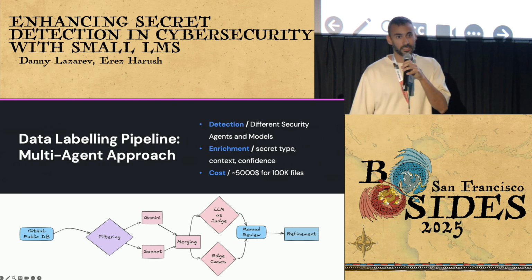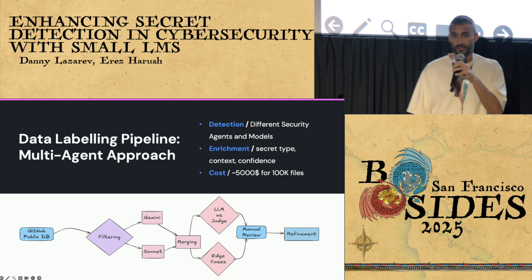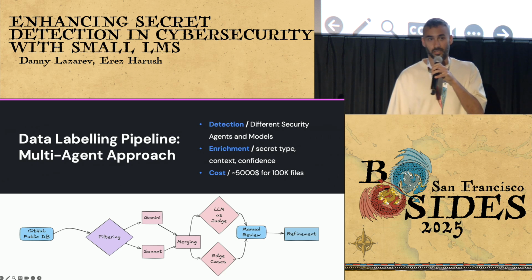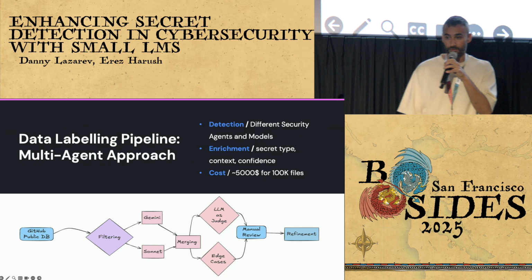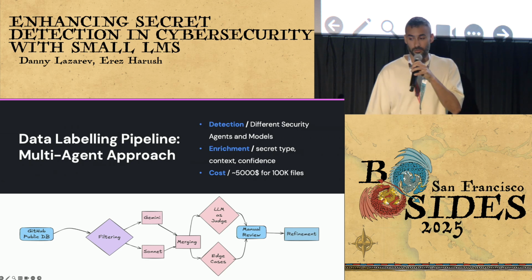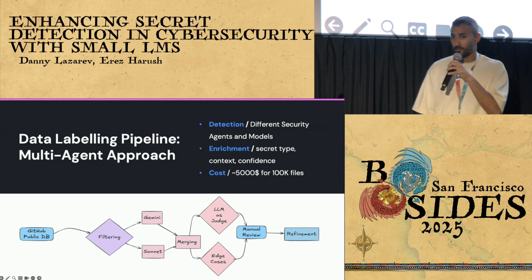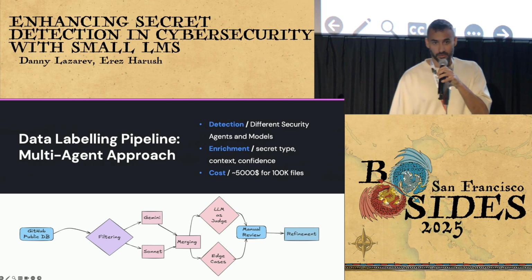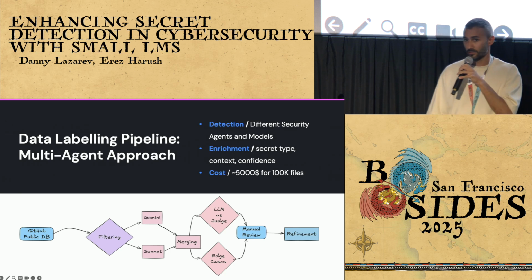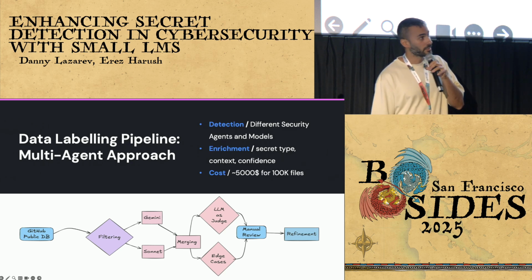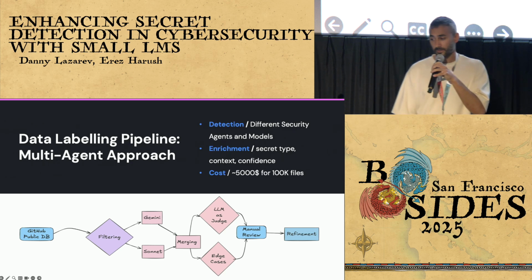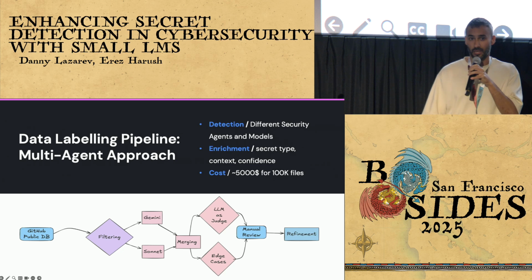All of that we did on a pretty small amount of data until we got to the results that we want. We did some refinement to the prompt, to the confidence, and everything around it. And then we ran this process on 100,000 files, and we ended up with high-quality data that we're happy with. It cost us around $5,000.